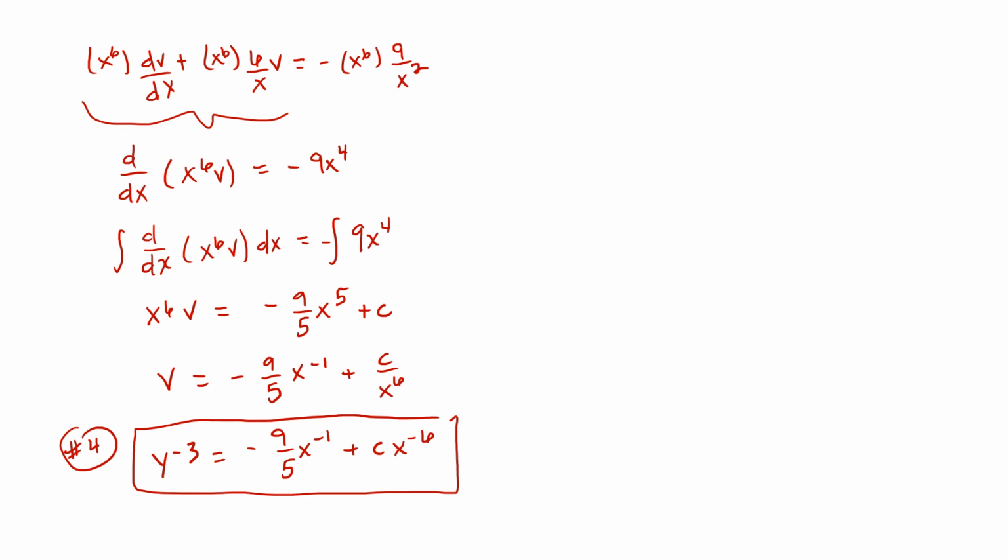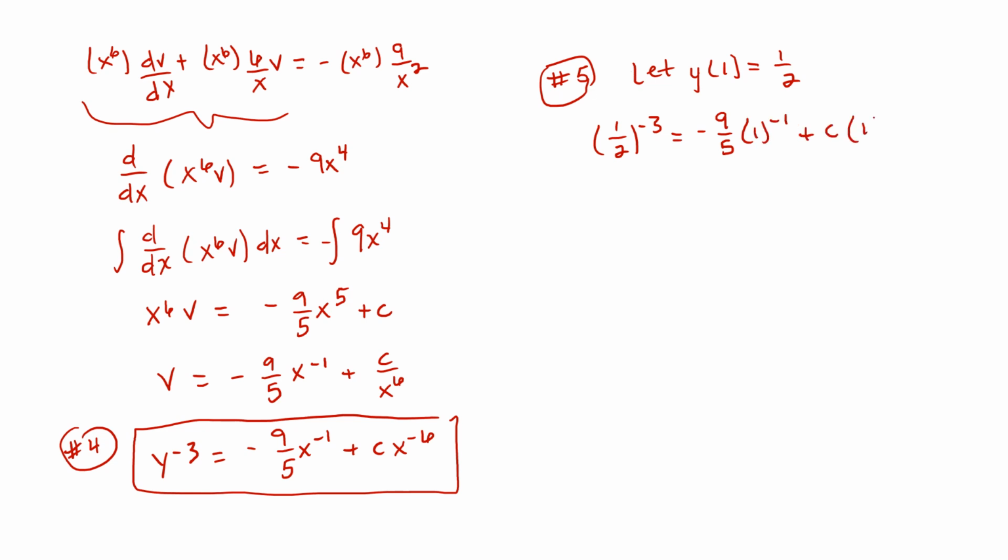But we're not done. We know this is an initial value problem, so we have an initial condition. So we're going to let y of 1 equal 1/2. So substituting that into our equation for y, we have 1/2 to the power negative 3 equals negative 9 over 5 times 1 to the negative 1 plus c times 1 to the negative 6.